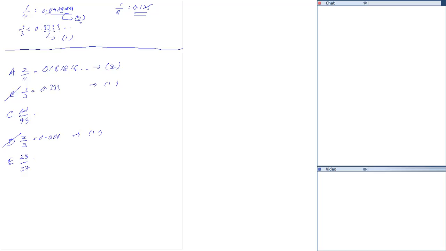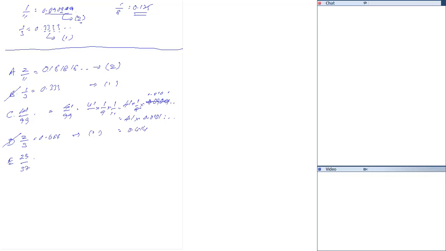Now, between C and E, C looks really familiar. 41 by 99. Let's expand it a little. 41 by 99 I can write as 41 into 1 by 9 into 1 by 11, right? So this 1 by 9 into 1 by 11 is, I know, 0.0909 and so on. The 9 cancels out completely. I'll have 41 times 0.0101 and so on, which is equal to 0.414141 and so on. Correct?